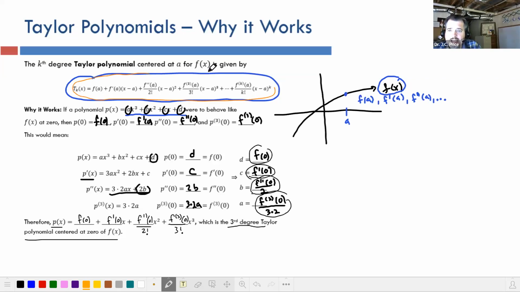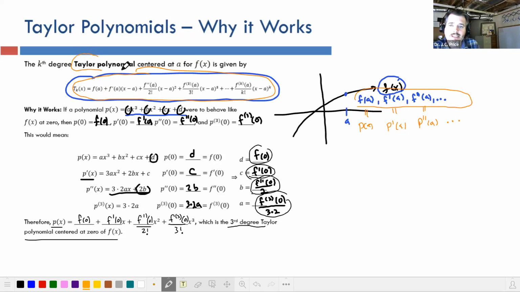It's just this idea like, hey, let's create a polynomial that has this property that the polynomial evaluated at a is equal to f of a. The first derivative of the polynomial evaluated at a is equal to f prime of a. And the second derivative of the polynomial evaluated at a is f double prime of a, and so on and so forth. And so if you try to create a polynomial like that, you get these Taylor polynomials.